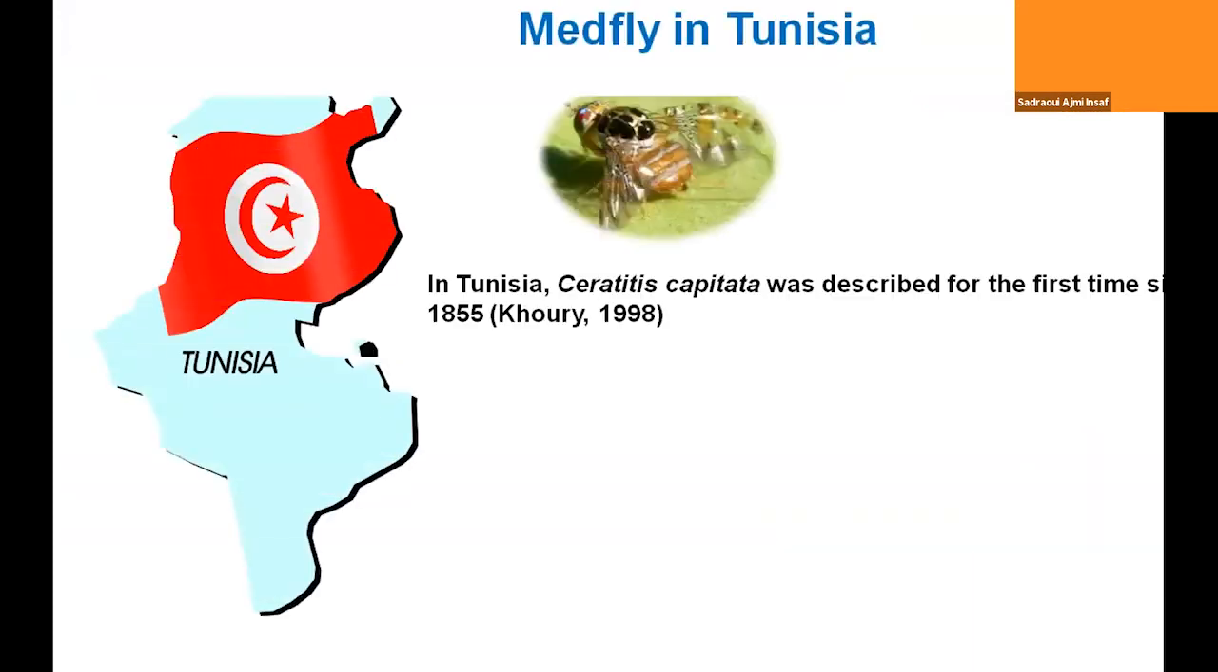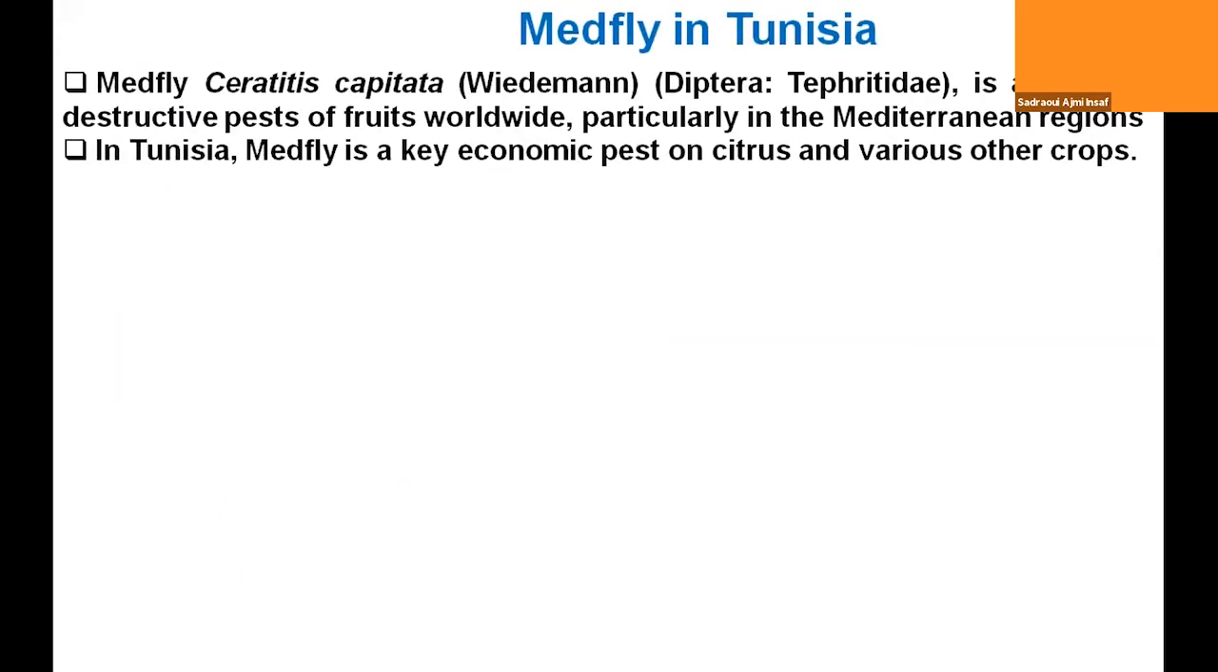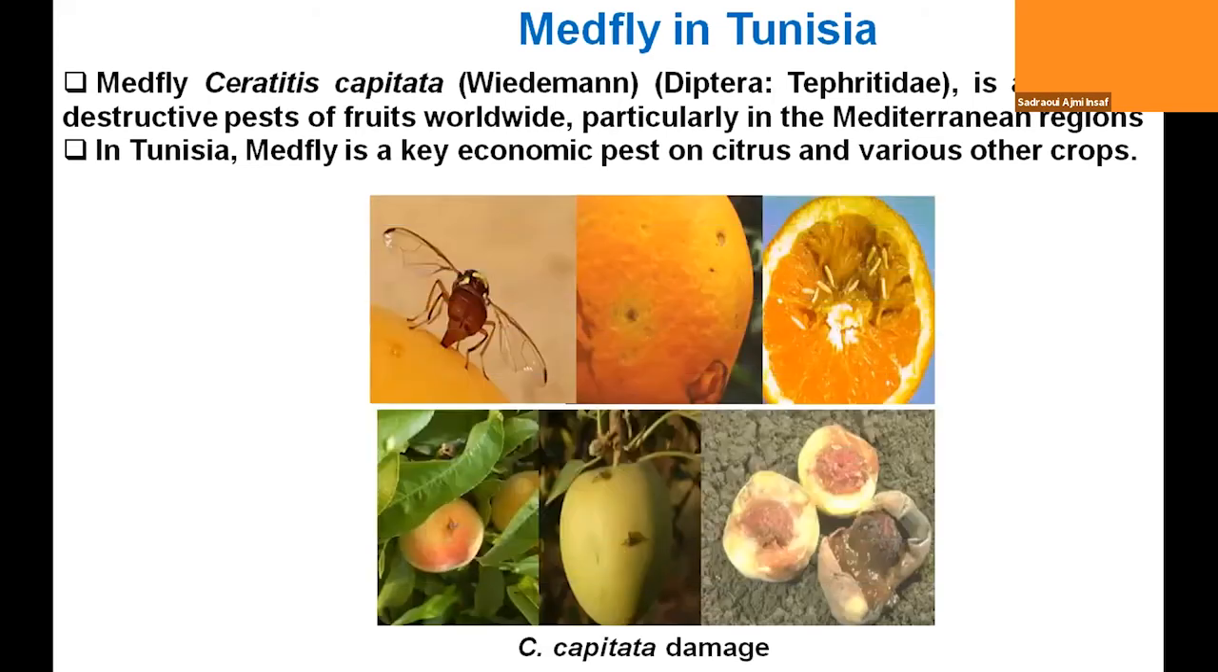Introduction. Ceratitis capitata in Tunisia was described for the first time in 1855. The Mediterranean fruit fly Ceratitis capitata is among the major destructive pests of fruit worldwide, particularly in the Mediterranean region. In Tunisia, it is a key economic pest of citrus and various other fruits. This figure illustrates the damage of Ceratitis capitata. The picture is of an adult Ceratitis capitata. This is a larva and the damage on fruits.